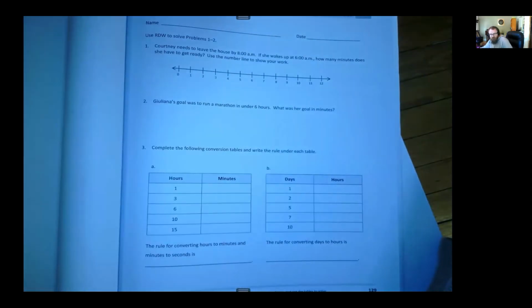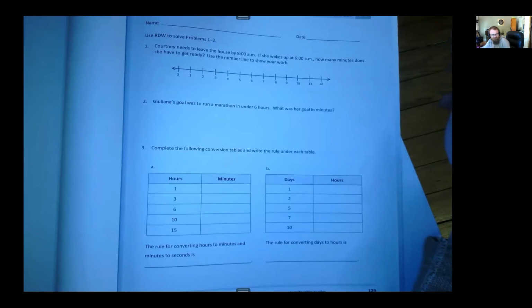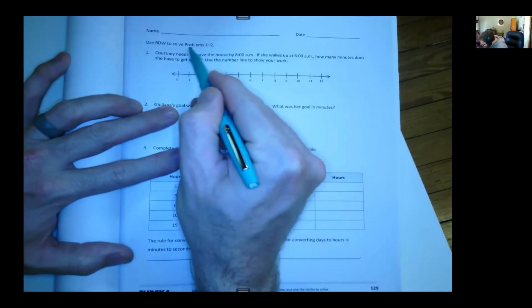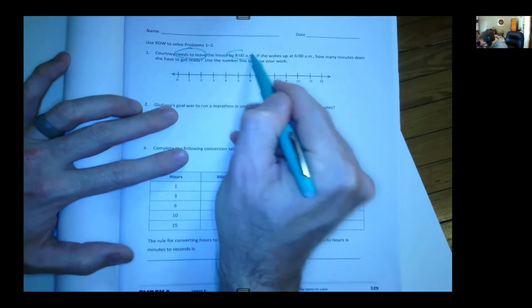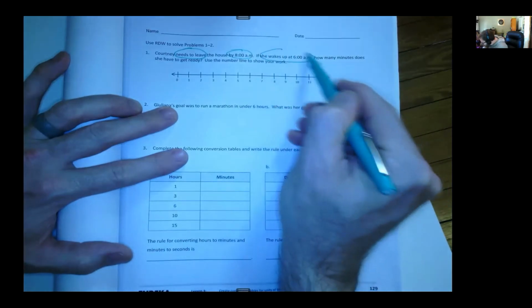Let's look at page 129, problem number 1. Courtney needs to leave the house by 8 a.m. If she wakes up at 6 a.m., how many minutes does she have to get ready? Use the number line to show your work. She needs to leave by 8 a.m. She wakes up at 6 a.m. She has 2 hours until she has to leave. How many minutes does she have?